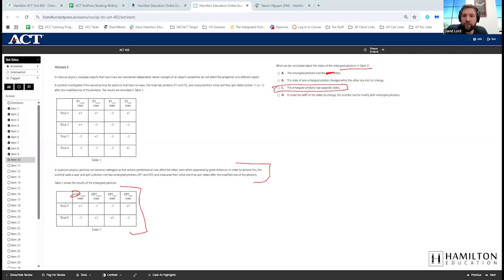The state of one entangled photon changed while the other did not change. Well, it looks like they both change. In order for both states to change, the scientists had to modify both of them. Okay, well, that could be true. Let's read the directions. In quantum physics, particles can become entangled, so the actions from one affect the other, even when they're at very great distances. In order to achieve this, the scientists used a laser and split a photon into 2 entangled photons and measured the initial and final states after she modified one of the photons. So she did not modify both. She only modified one of them, but then they both changed. So the answer was C.